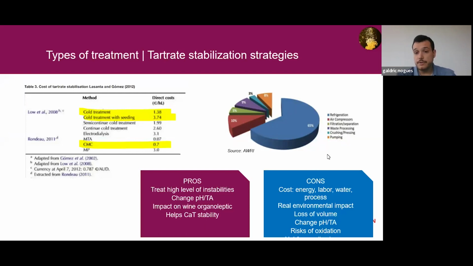But as I said, the cost is pretty important in terms of energy, labor, water, process, etc. Cold treatment, because you use energy, has an impact on the environment, of course. You can lose volume because you have to remove a part of the wine, filter, etc., to remove the tartaric that you will benefit from. You can change a bit the pH and the total acidity, and you have risks of oxidation because when the wine is cold, oxygen is more likely to be dissolved, so you can have oxidation and oxygen entering the wine.